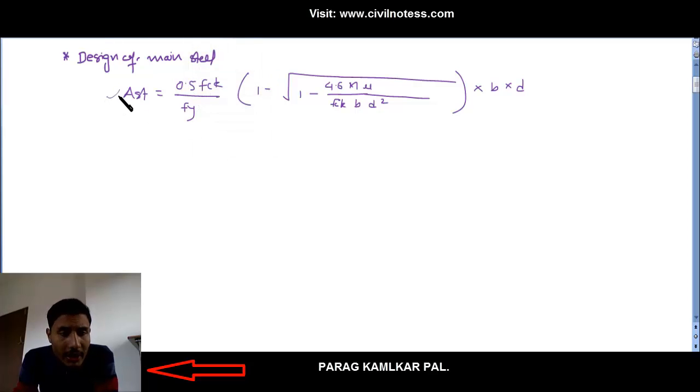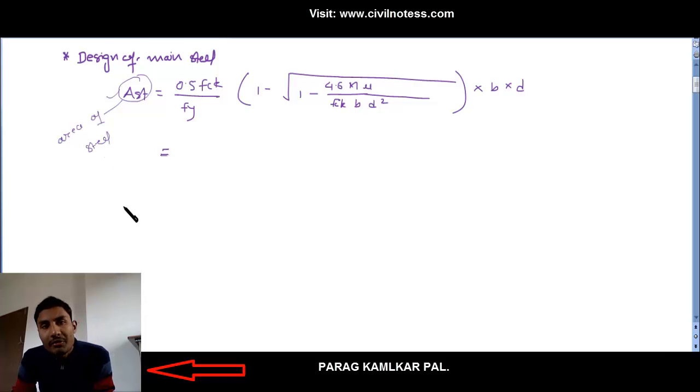With respect to this formula, we have to put in all our values, and then we can get our Ast, the design main steel. The design main steel is the main steel area. This is the area of steel we get. Once we get the area of steel, we can simply determine, with respect to that area, that Ast equals n multiplied by pi by 4 multiplied by diameter square.